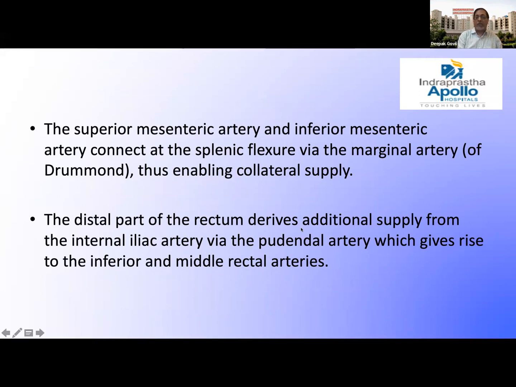The distal part of the rectum derives its supply from the internal iliac artery via the pudendal artery, which gives rise to the inferior and middle rectal arteries, whereas the superior rectal comes from the IMA.